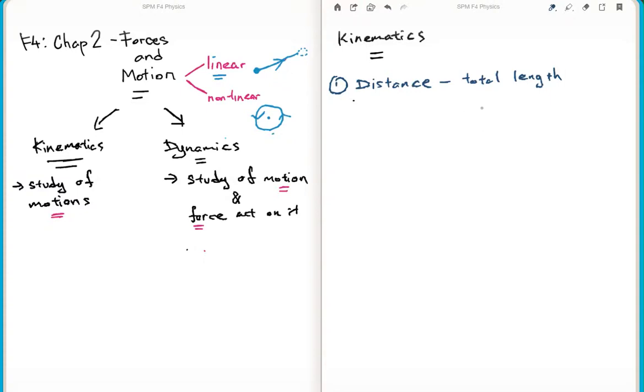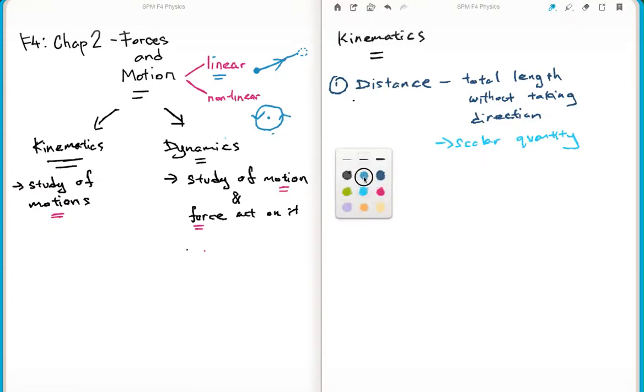Then what else do you need to know? Distance is the total length of a path traveled, without taking the direction into account. Distance, as I explained in a previous video, is a scalar quantity, normally measured in meters.